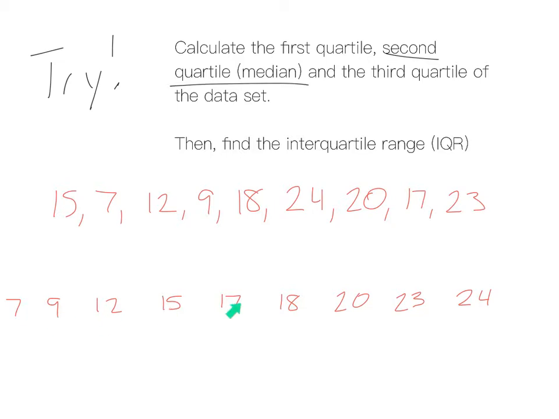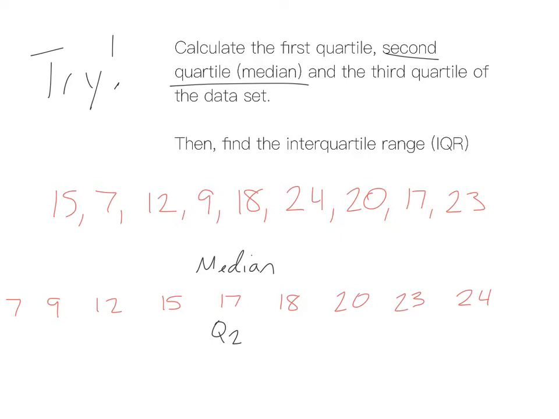1, 2, 3, 4, 5, 6, 7, 8, 9. Okay, an odd number of pieces of data, so that means we will know the median without having to calculate it. It's going to be the 17. That's our quartile 2, or the median. Why? Because if you look at 17, there are 1, 2, 3, 4 pieces of data on the left, and 1, 2, 3, 4 pieces of data on the right. Okay, so that's our median.